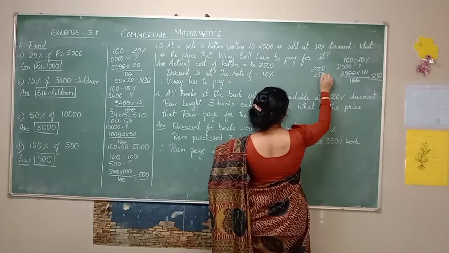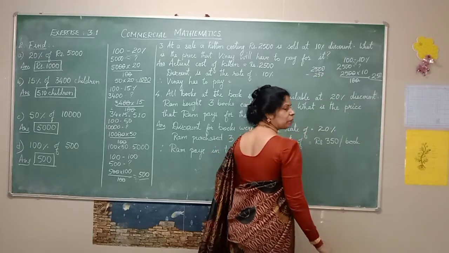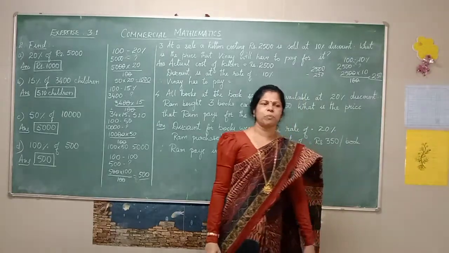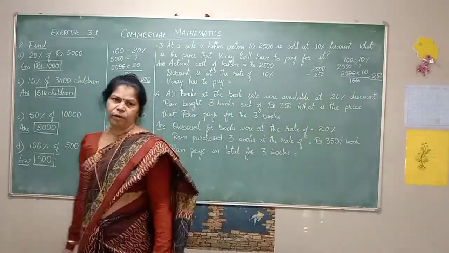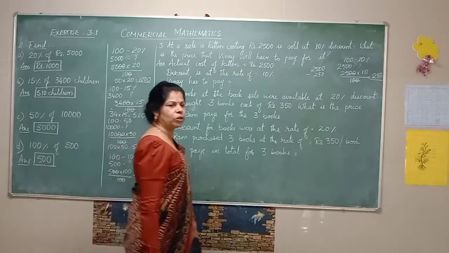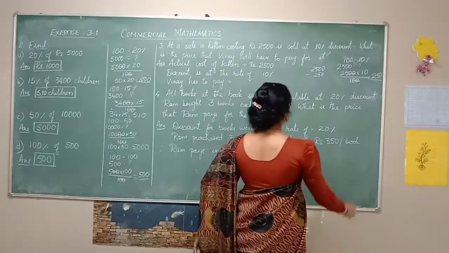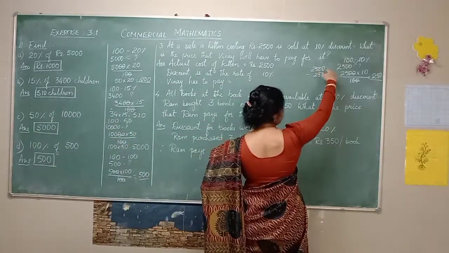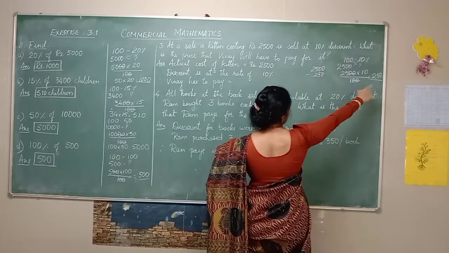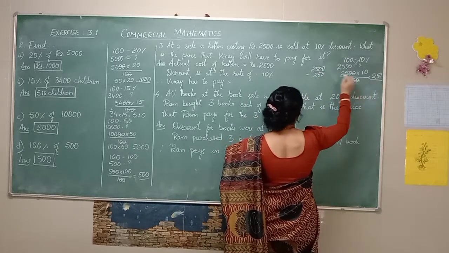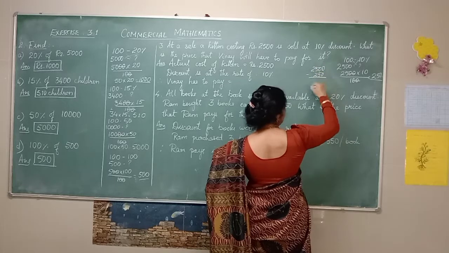250 rupees. So when it is discount, what you have to do? You have to minus. When it is profit, you have to add. When it is discount or loss, you have to minus. So what you have to do? Actual price was 2,500 for the kitten. But now he has got a discount of rupees 250. What you have to do? You have to minus it.